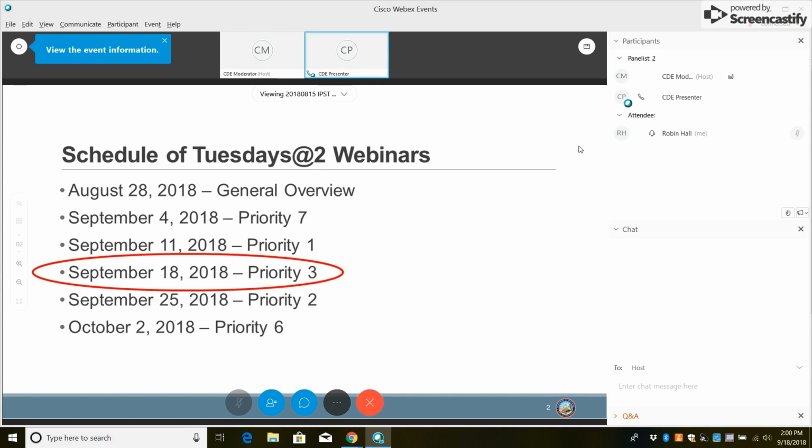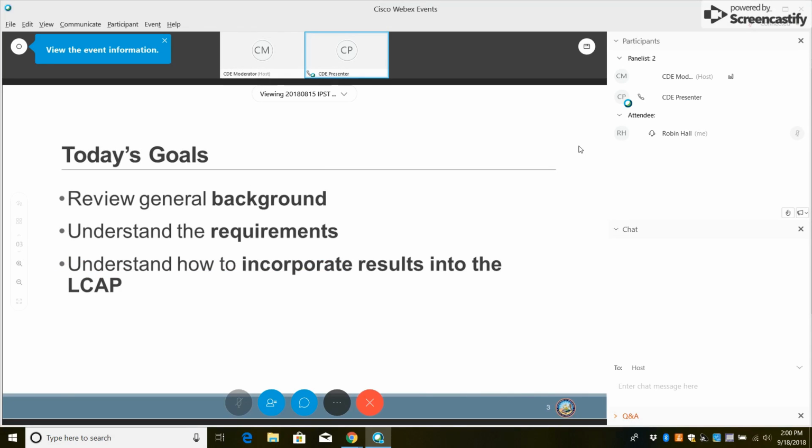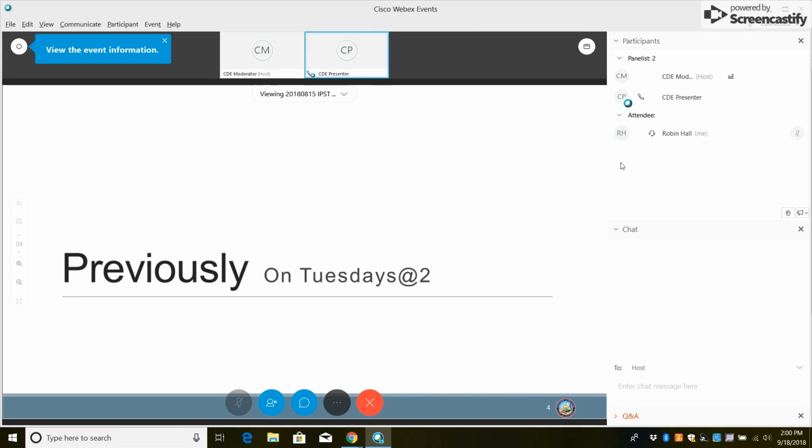The topic for today is Priority 3, Parent Engagement, and we will be doing a number of things. We'll be looking at the general background for the local indicators, understanding the requirements for the local indicators, and looking at how to incorporate these results into the LCAP. This is an ongoing series that we've been having, and so we'll spend a few brief minutes talking about what we've done in previous Tuesdays at 2.